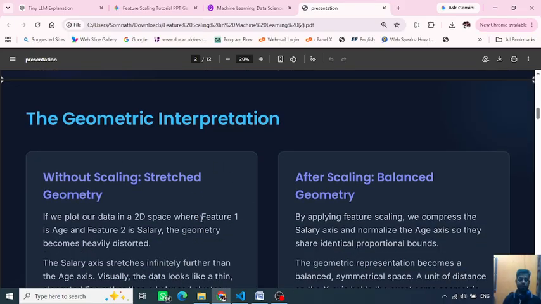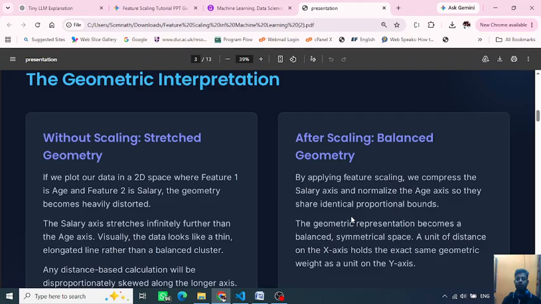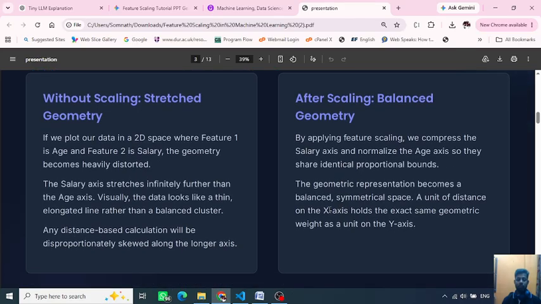Just think of it geometrically. Without scaling, if we plot our data in 2D space, where feature 1 is age and feature 2 is salary, the geometry becomes heavily distorted. And after scaling, it will become normal. Any distance based calculation will be disproportionately skewed along the longer axis if we do not scale our data set.